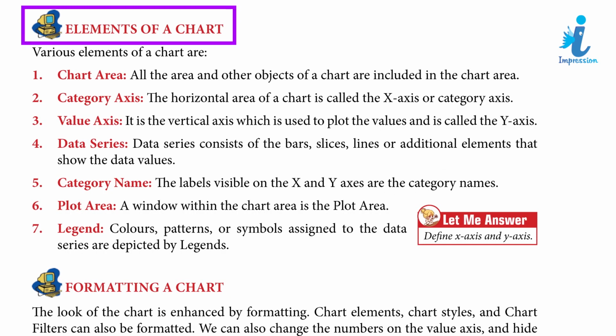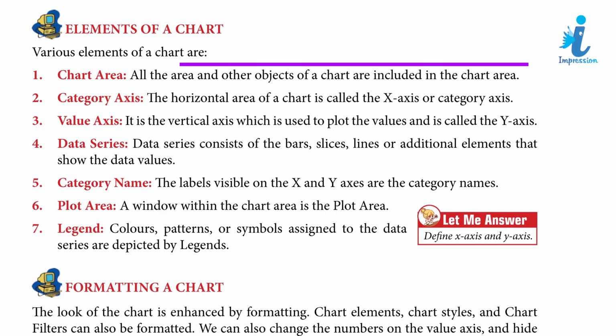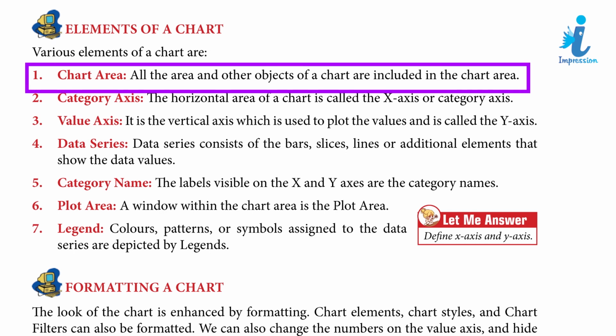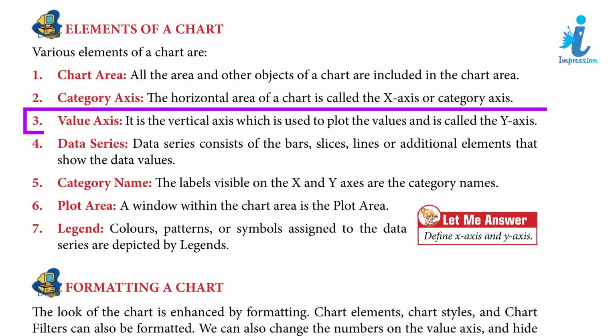Elements of a chart. Various elements of a chart are: 1. Chart area. All the area and other objects of a chart are included in the chart area. 2. Category axis. The horizontal axis of a chart is called the x-axis or category axis. 3. Value axis. It is the vertical axis which is used to plot the values and is called the y-axis.